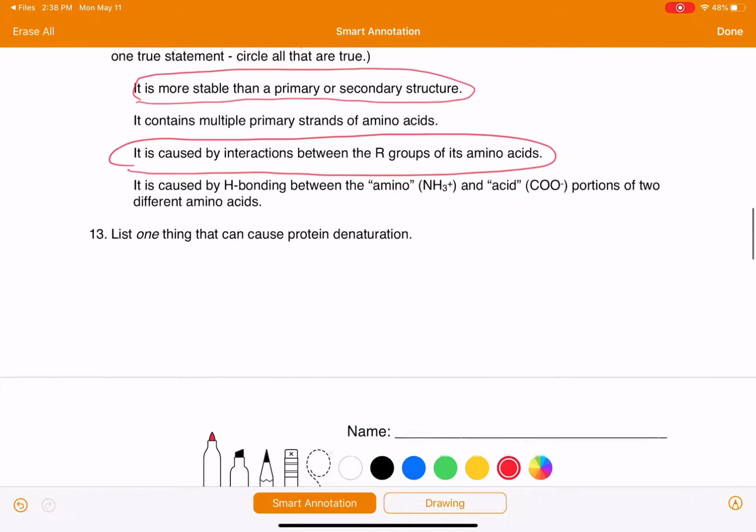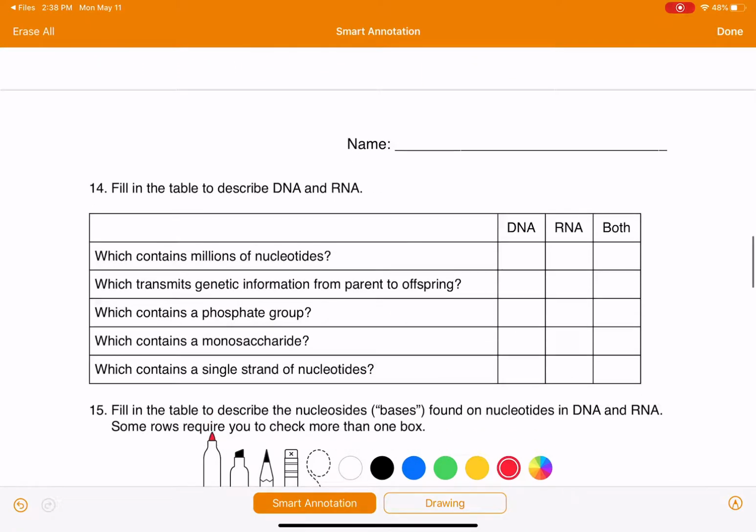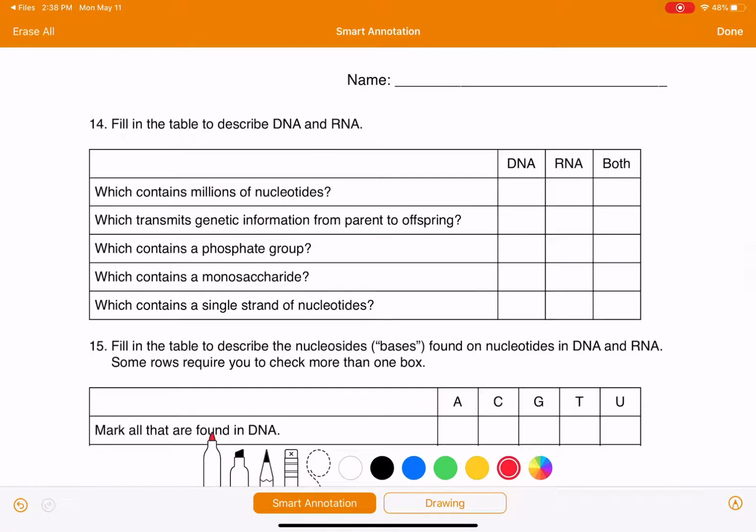List any one thing that could cause protein denaturation. It can be caused by chemicals. It can be caused by heat. It can be caused by agitation, stirring, shaking. That's 3 things.